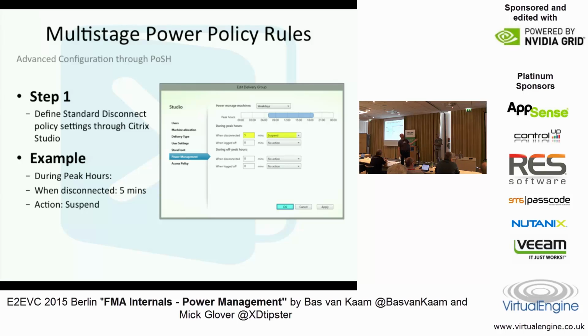Of course, we can see here that if we want to configure a multi-stage power policy rule, the first thing to do is define a standard disconnect policy setting through Citrix Studio. So that's the first thing we need to do. We can just use an example here. Peak hours, we're going to use peak hours, not off-peak hours. When disconnected after 5 minutes, what are we going to do with the machine? These might not be real world values, but we're not really concerned about that, okay? It's just showing you the behavior. So when disconnected for 5 minutes, you're going to put an action of suspend on the VM. So these are for statically assigned desktops.